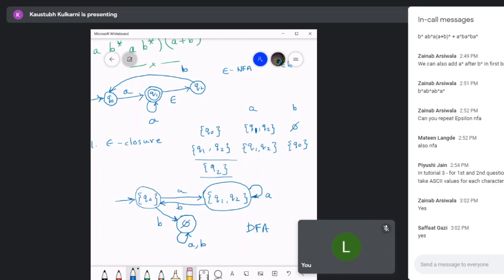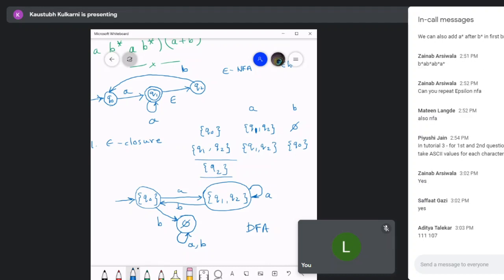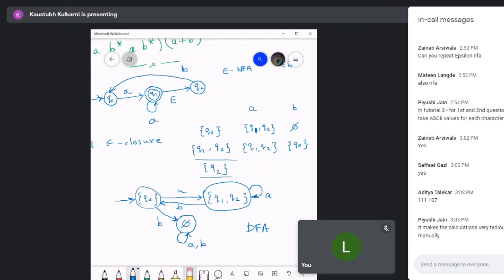Now, in tutorial 3, for the first and second question, we have to take ASCII values for each character of the message. I think it was OK or something like that. So the ASCII value for O and the ASCII value for K, you'll have to encrypt separately. Yes, 111, 107. Very tedious to be solved manually.